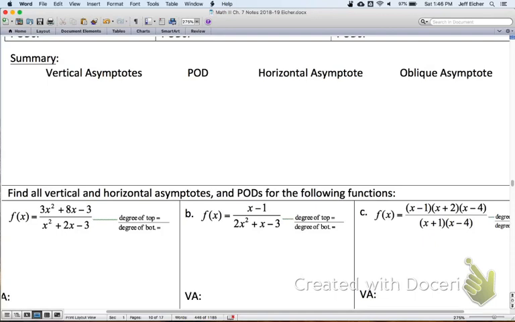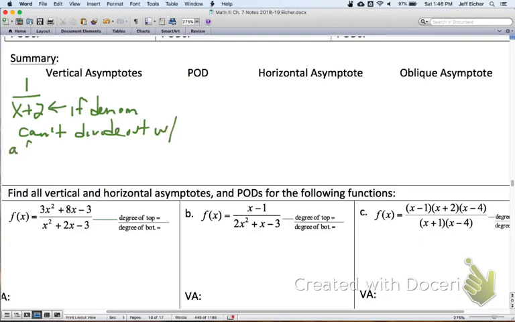So vertical asymptotes, you look at the denominator of some rational function, and if the denominator can't divide out with a factor in the numerator, then it's a vertical asymptote. You set it equal to 0 and solve.